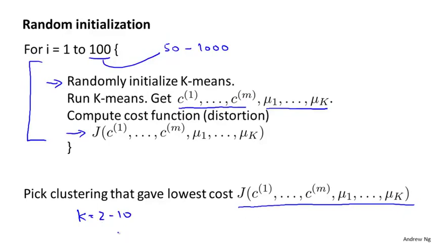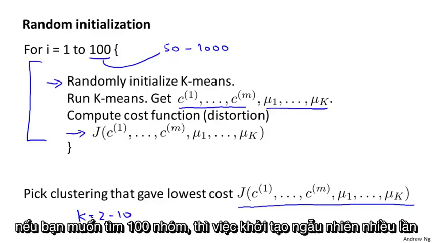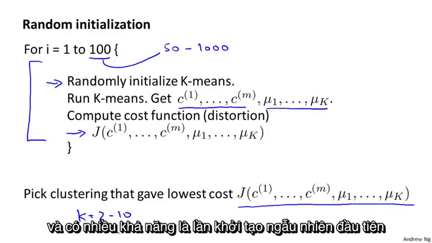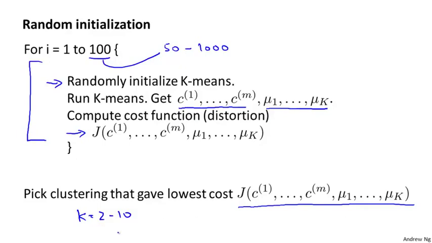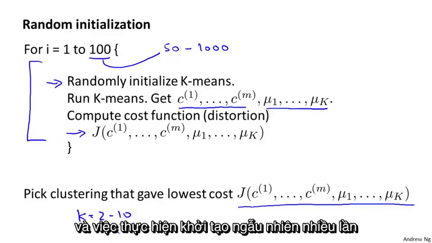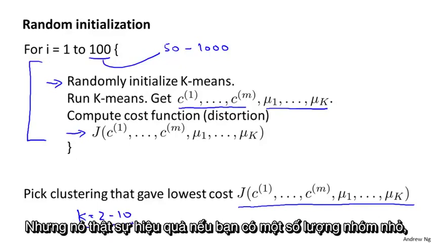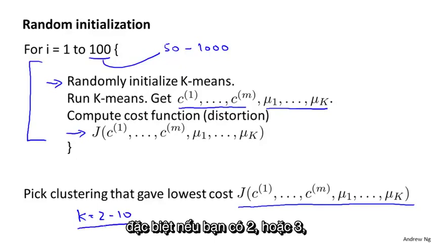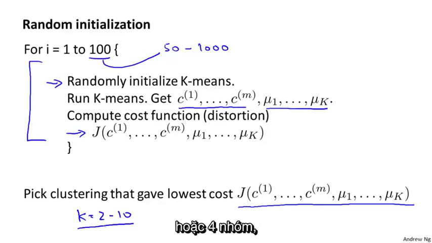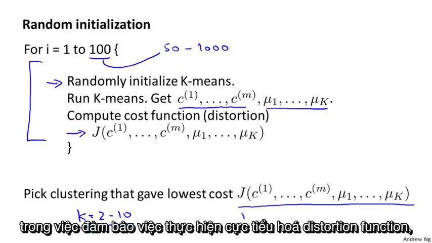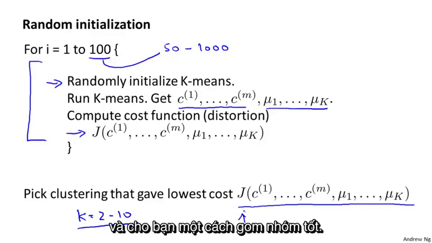But if k is very large, so if k is much greater than 10, certainly if you're trying to find hundreds of clusters, then having multiple random initializations is less likely to make a huge difference, and there's a much higher chance that your first random initialization will give you a pretty decent solution already, and doing multiple random initializations will probably give you a slightly better solution, but maybe not that much. But it's really in the regime of when you have a relatively small number of clusters, especially if you have maybe 2 or 3 or 4 clusters, that random initialization could make a huge difference in terms of making sure you do a good job minimizing the distortion function and giving you a good clustering.